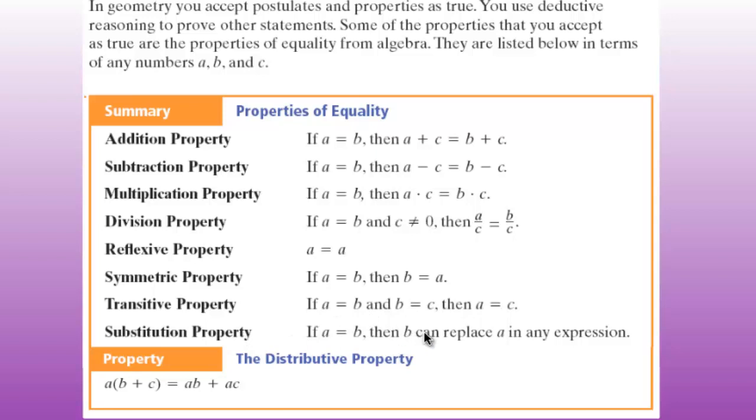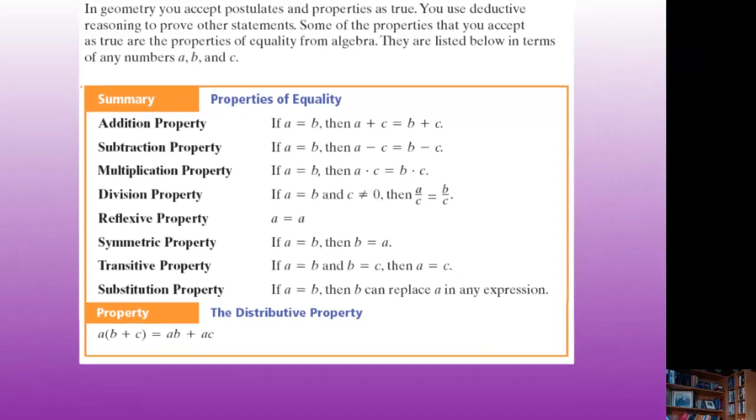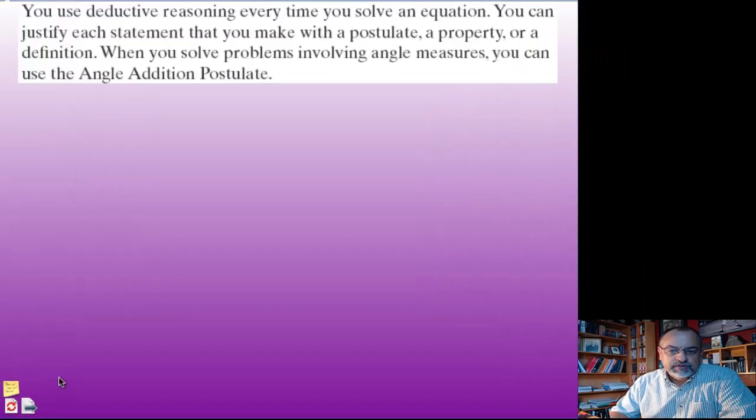And then the substitution property we use quite a bit because we're starting with geometry equations, and then we're substituting in the expressions that they gave us. We've been doing that already this year, so again we're just going to give reasons. And then the distributive property, if you have a number outside of parentheses, you can distribute that number. So these are properties that you're familiar with. Now we want to give a step-by-step reason of how we're doing those. Now we use deductive reasoning every time we solve an equation, and you can justify each step that you make with a postulate, a property, or a definition, like we've been talking all year long.